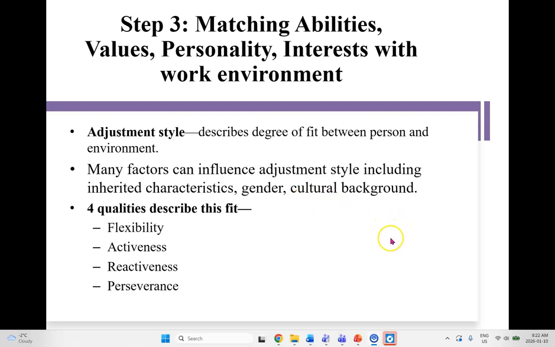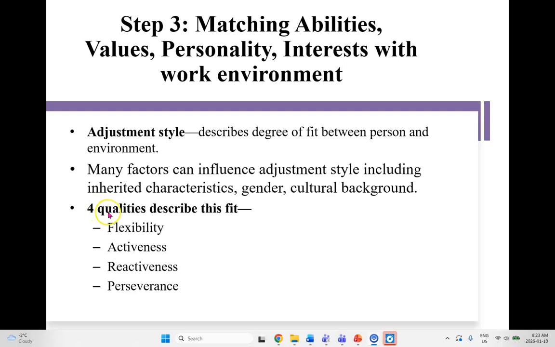Step 3, this refers to Frank Parsons' third step of how do I get there, setting goals to match abilities, interests, and personality with the work environment. And part of the theory refers to the idea of adjustment style. This describes the degree of fit between the person and the environment. If the person can adjust to the environment, then we have a strong adjustment style. And many factors can influence adjustment style, including characteristics, gender, cultural background, many other things.